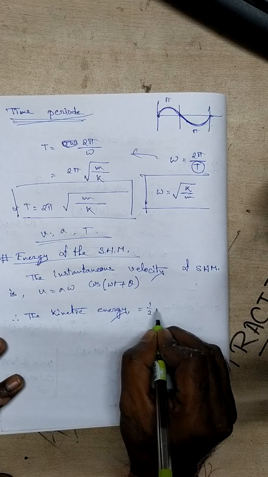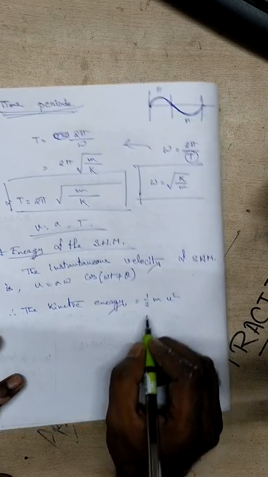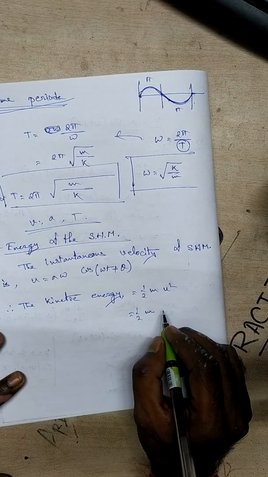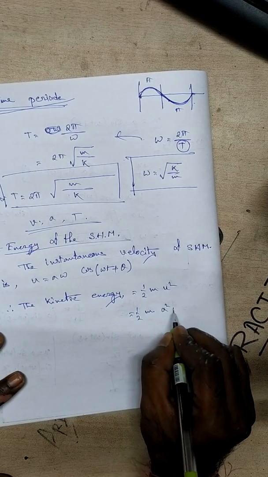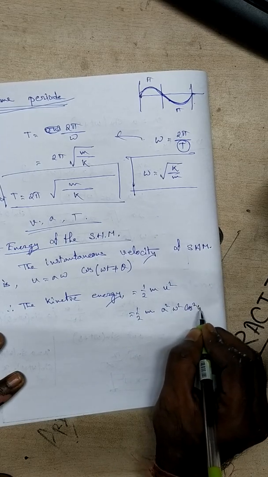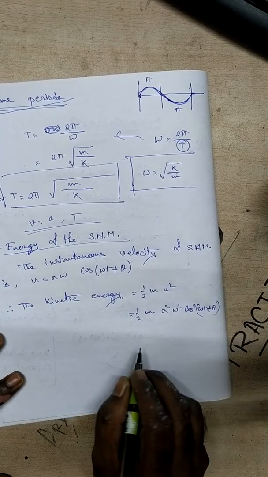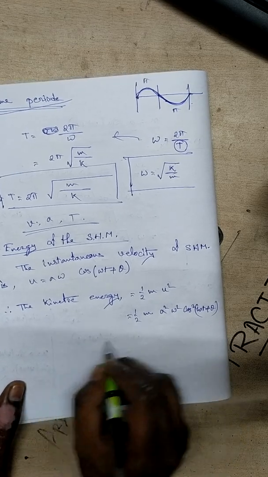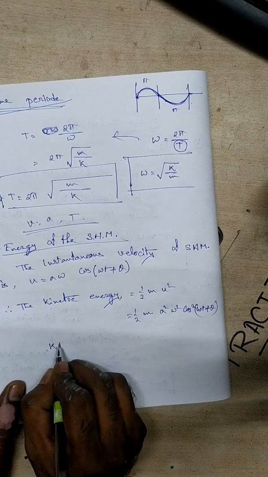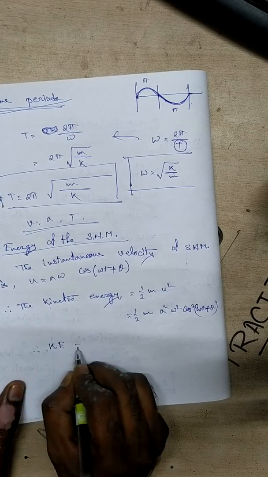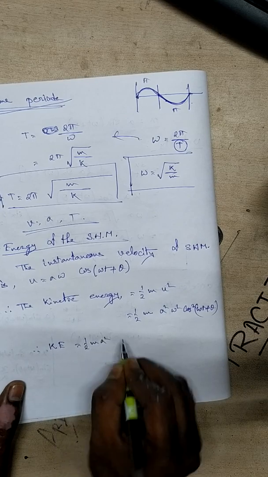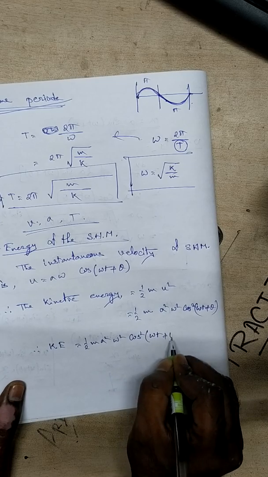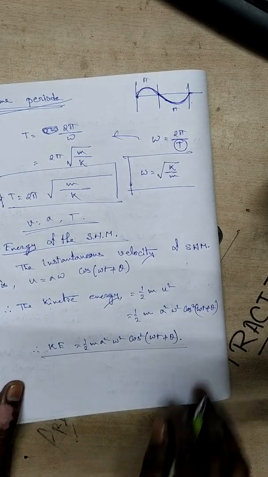So the kinetic energy is equal to half m u square. We can rewrite it as half m a square omega square cos square(omega t plus theta). This is the kinetic energy. Write this carefully: kinetic energy equal to half m a square omega square cos square(omega t plus theta). Okay.